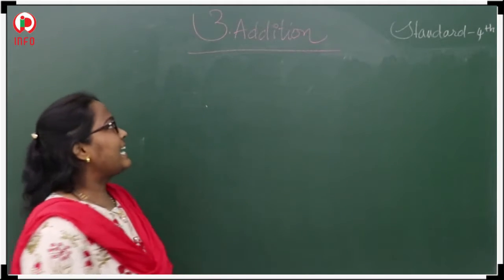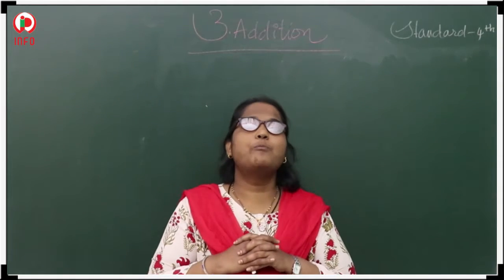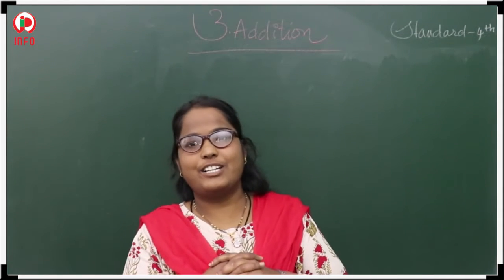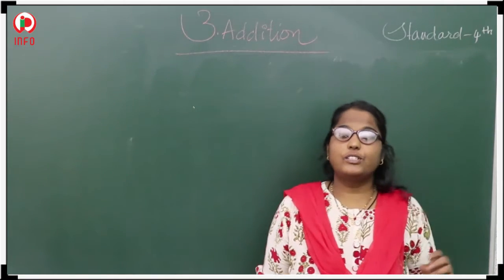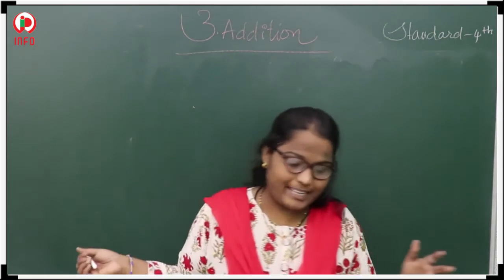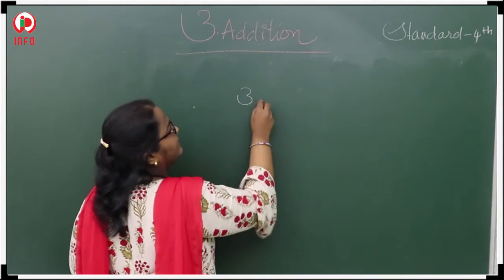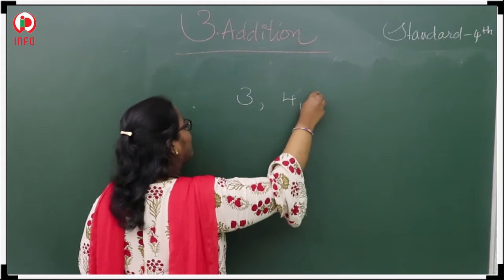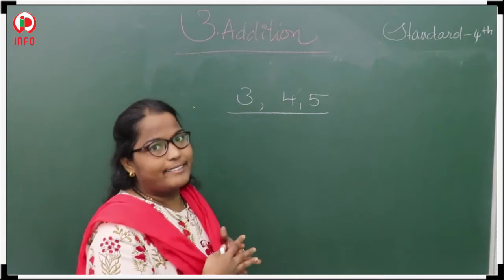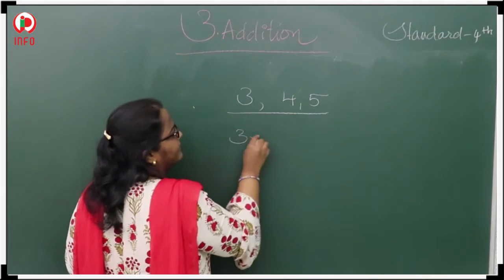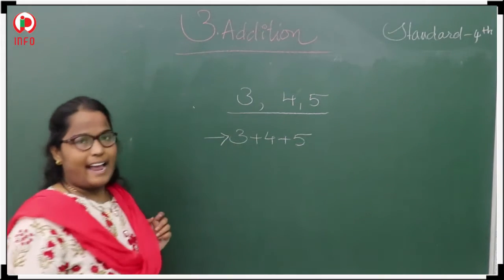Addition is nothing but adding 2 or more terms. They will come together. That is called addition. So what I'm saying is addition is nothing but adding 2 or more numbers. We are keeping them together. Yes, we'll go with an example. 3, 4, 5. These are the 3 numbers. I'm keeping them together, that means I'm adding. So this is called addition.